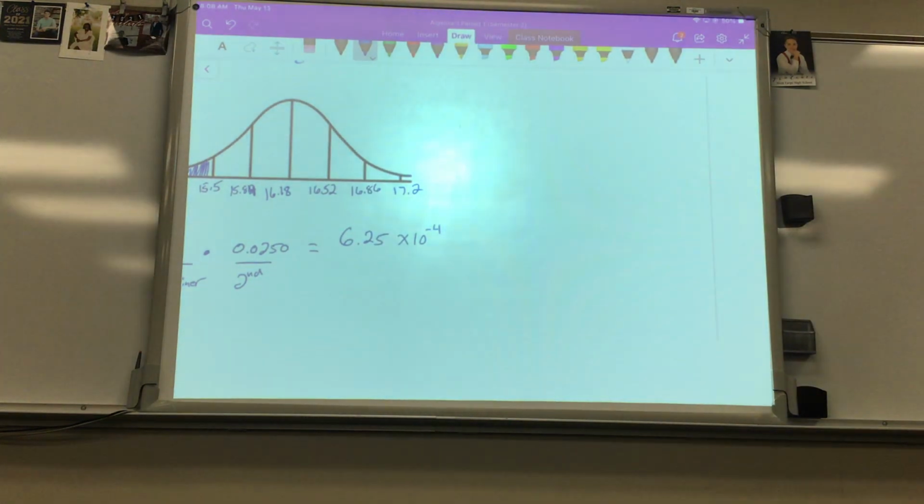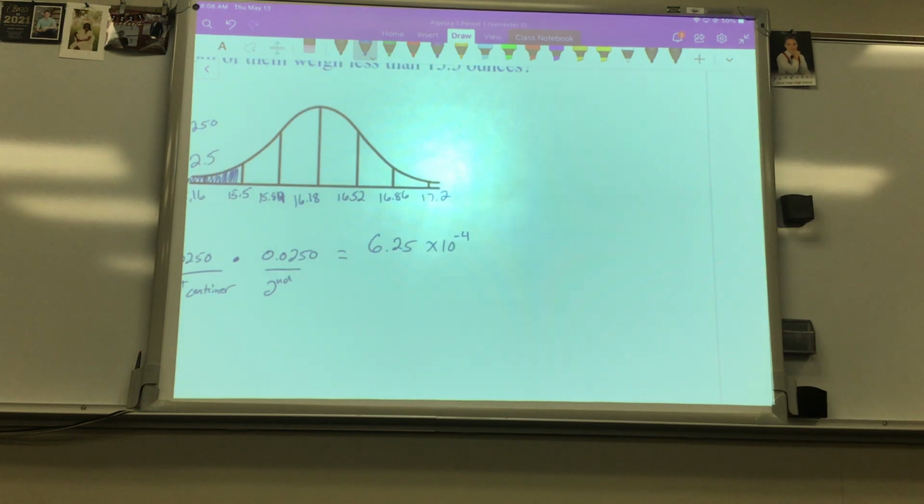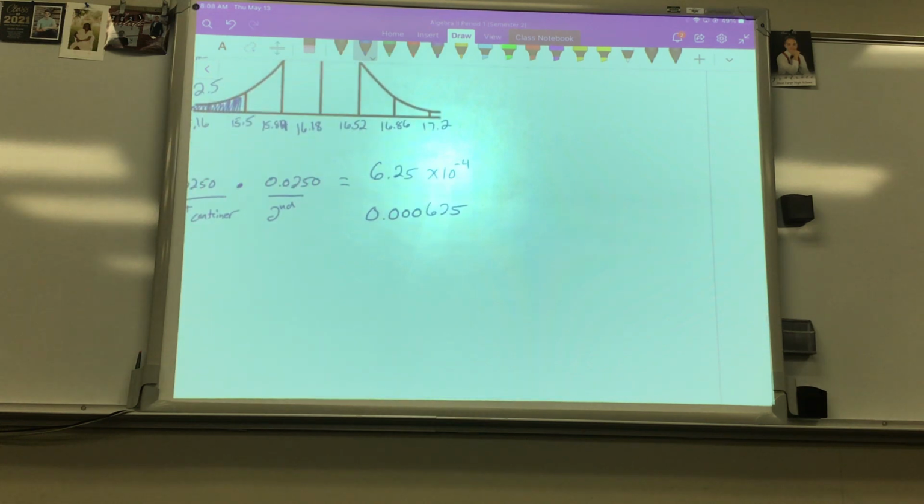Okay, we move the decimal place 4 times to the left. Negative tells us to the left. So if I move that 4 decimal places to the left, that's going to put 3 zeros in front of the 6, isn't it? So this is 0.000625. That's what that's saying. And if I do that as a percentage, that's 0.0625%. You need to multiply the two probabilities.